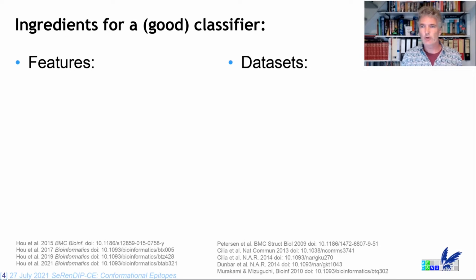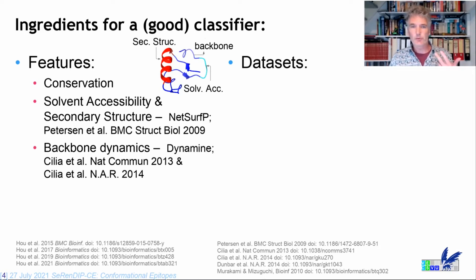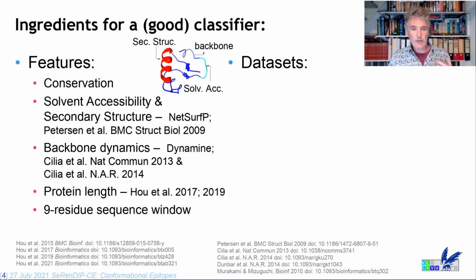So to train a good classifier, there are two main things you need. You need features and you need good data sets. As features, we've used the same ones we've used before. That's conservation, solvent accessibility, and the secondary structure, which we predict from sequence using the tool NetSurfP. Then we predict from sequence backbone dynamics using the tool DynaMine from the group of Pim Frederix, and we added protein length.